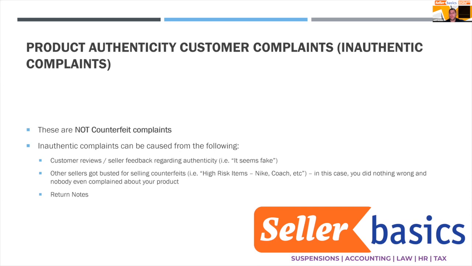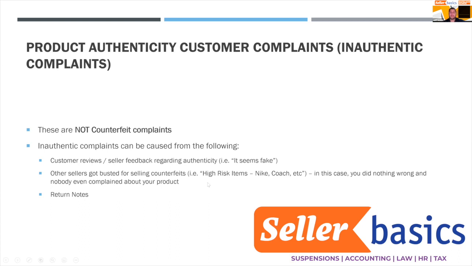So, for instance, in your high-risk categories, Nike, Under Armour, Coach, the brands that are high risk of counterfeits, Amazon might catch another seller on the exact same listing who has fake Nike shoes, and then you get asked to provide authenticity documentation for your shoes. In this case, you did nothing wrong. Nobody complained about your product, but they're just doing it as a preventative measure to make sure that everybody's on the up and up because somebody wasn't.